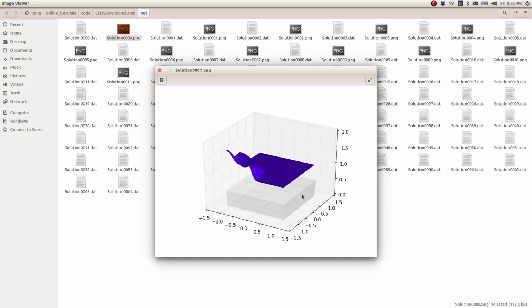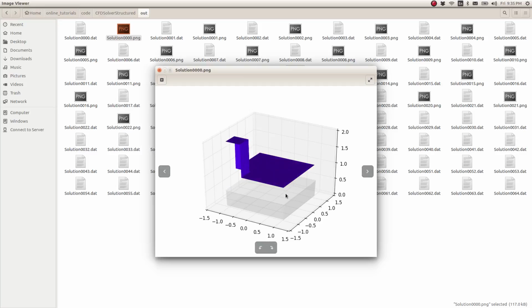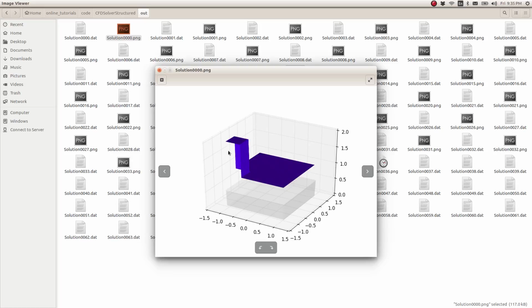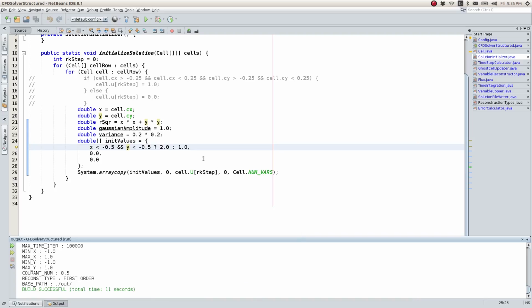Cool. We're getting some nice results. So the dam is now placed like this. I think I should increase the height of these walls, or actually I'll totally get rid of these walls, or maybe I can increase the height of those walls. So what is the height of those walls going to be?